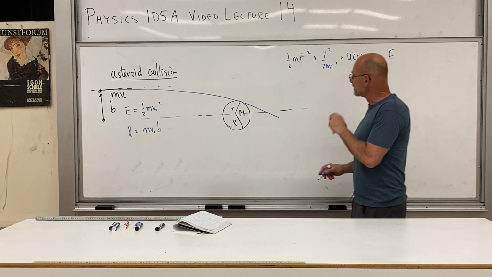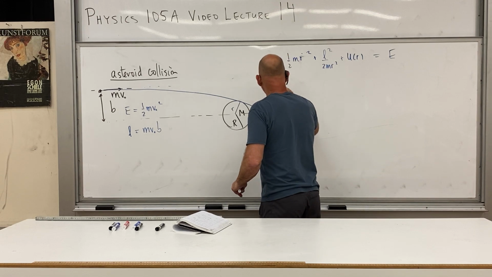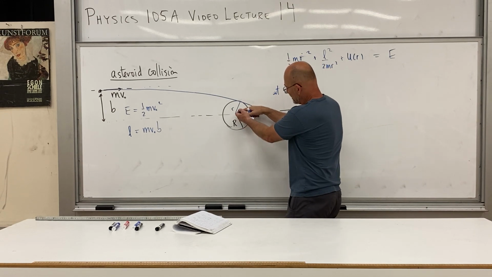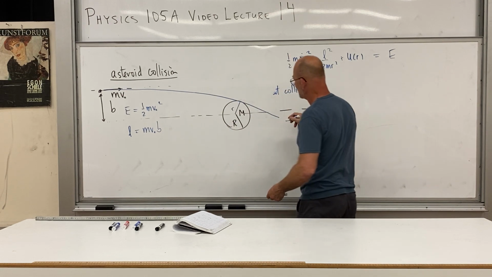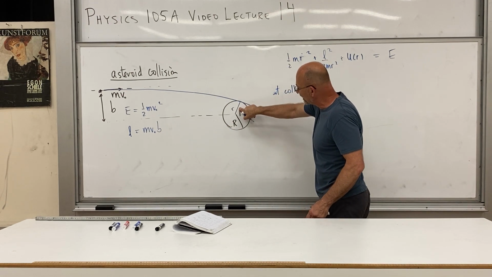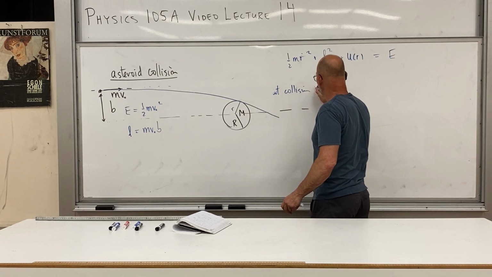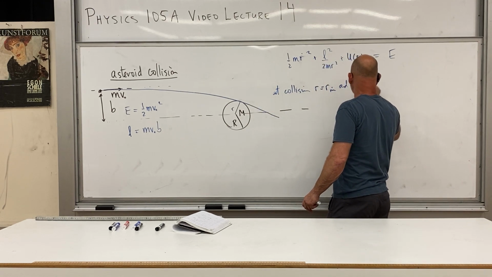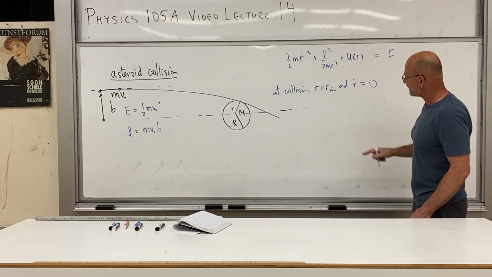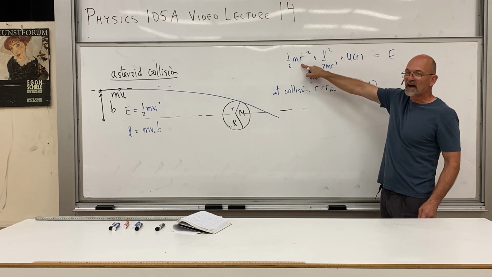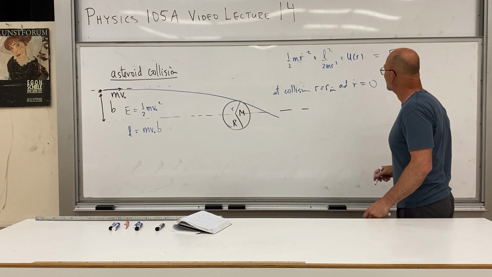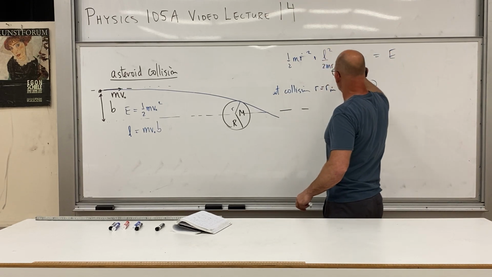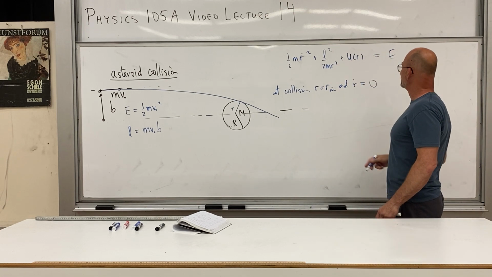Now, at the point of collision, in this limiting case, that is the closest point where r is equal to r min. R is equal to r min, and r dot is equal to 0. So in the analysis of this expression, r dot is equal to 0. And L we have an expression for, and U of r we know is the Newton potential.